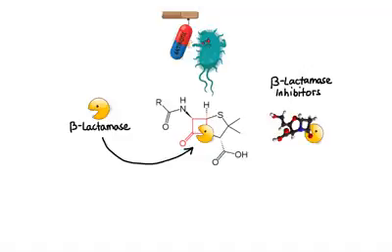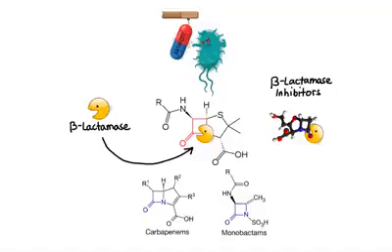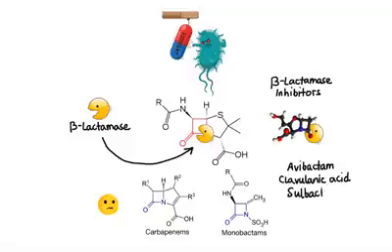However, I would like to point out two exceptions here, which are carbapenems and monobactams. Unlike penicillins and cephalosporins, they don't need to be combined with beta-lactamase inhibitors because they have modified beta-lactam rings in their structures that provide them with significant resistance to beta-lactamases. Examples of beta-lactamase inhibitors are avibactam, clavulanic acid, sulbactam, and tazobactam.